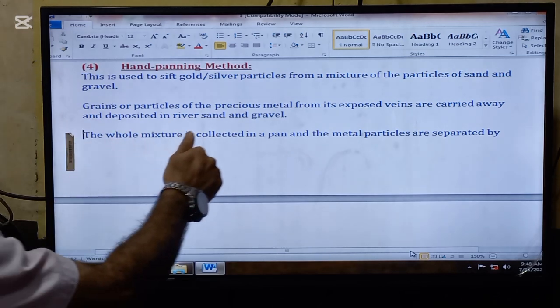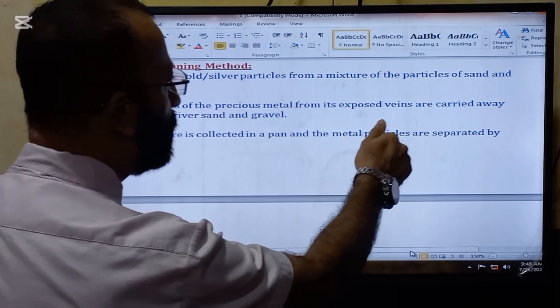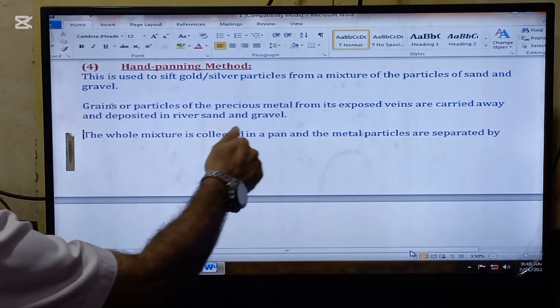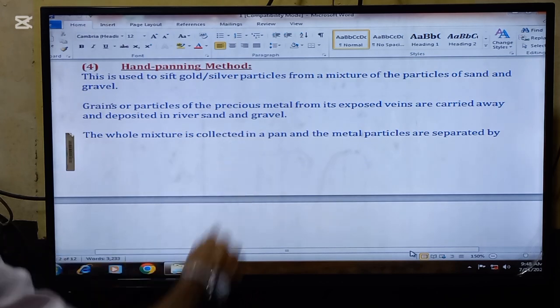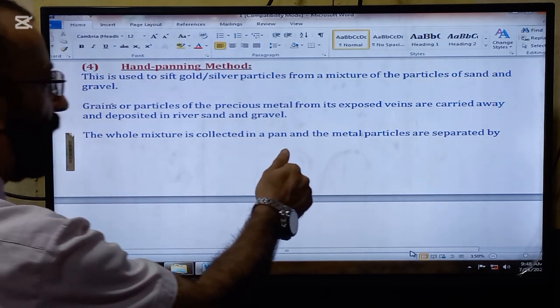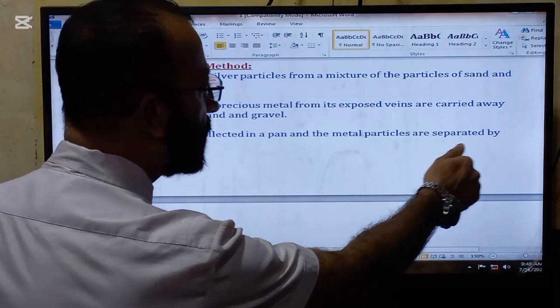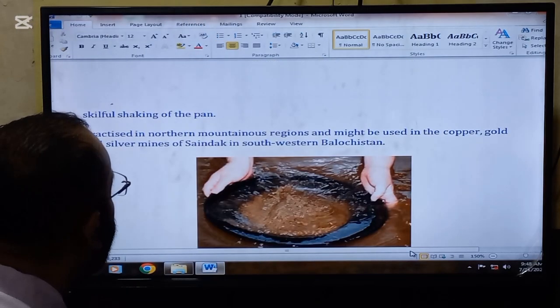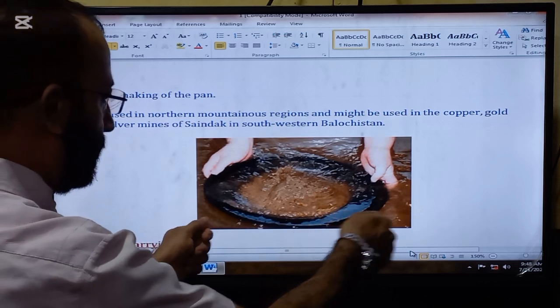Grains or particles of the precious metals from its exposed veins are carried away and deposited in river sand and gravel. The whole mixture is collected in a pan and the metal particles are separated by skillful shaking of the pan like this.